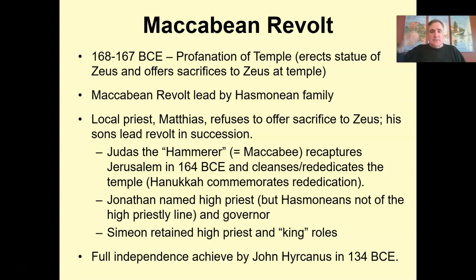Well, Matthias from the Hasmonean family, he's a priest, not, by the way, of the high priest line, though. He's not that kind of priest, but he's a local priest, and he refuses to offer the sacrifice. And he sees another Jew who decides to make the sacrifice. Well, he ends up killing that Jew and the officer as well. And he and his sons flee, and then they begin to lead a guerrilla warfare revolt movement.